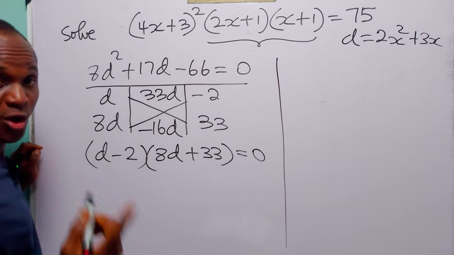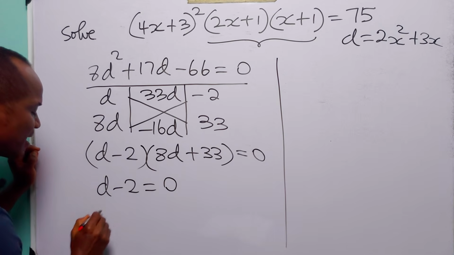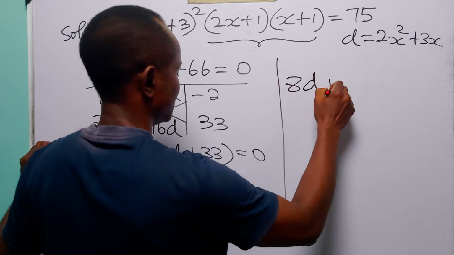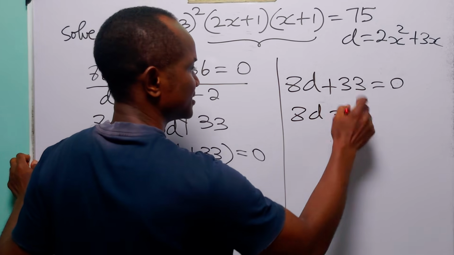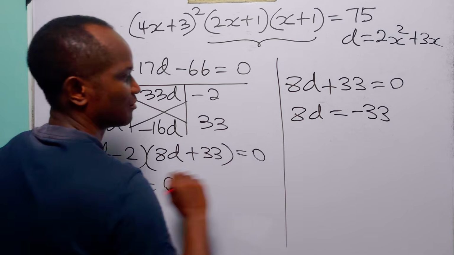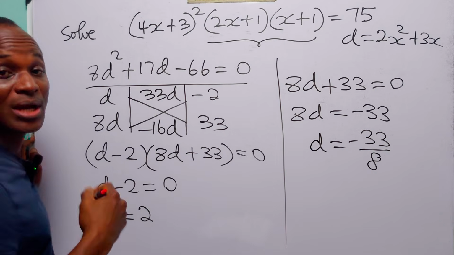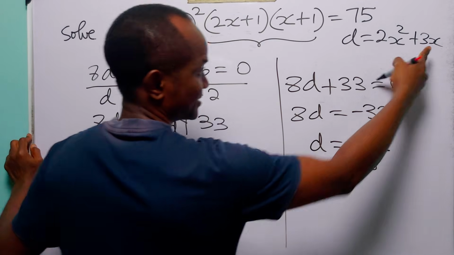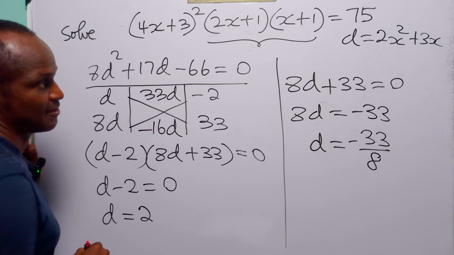And you know that from here, we have that either d minus 2 is equal to 0, from where d is equal to 2, or 8d plus 33 is equal to 0, from where 8d is equal to minus 33. And of course, dividing both sides of the equation by 8, we have that d is equal to minus 33 over 8. So now we have two values of d, which means that 2x squared plus 3x can either be equal to 2 or equal to minus 33 over 8.